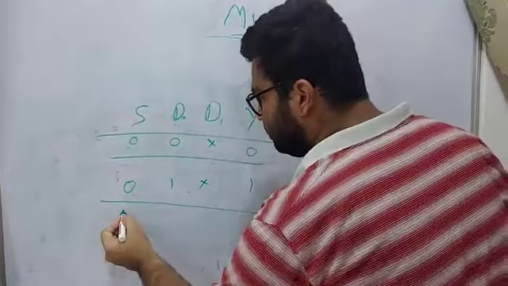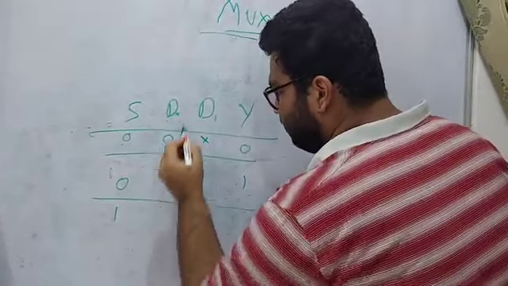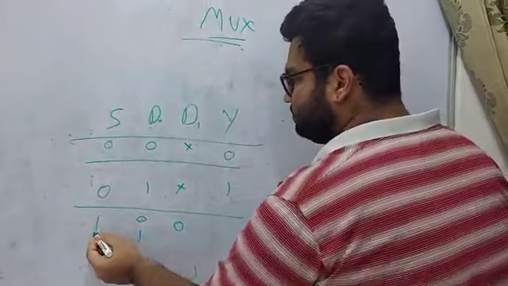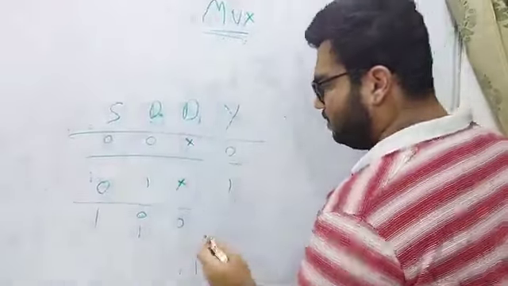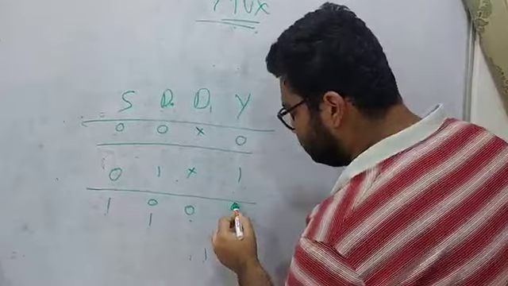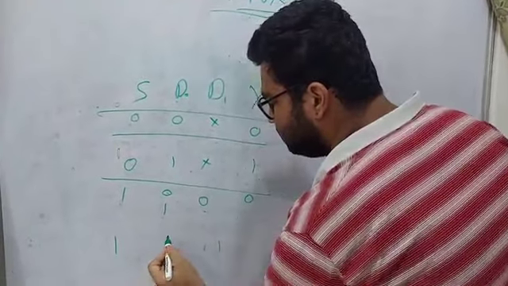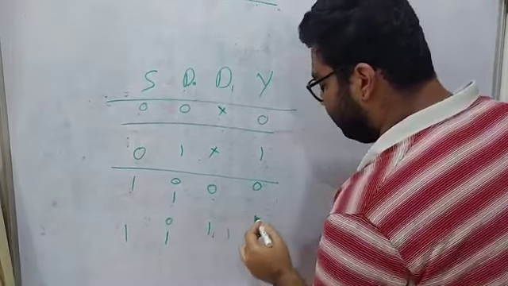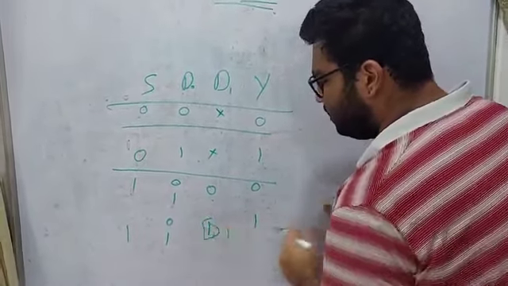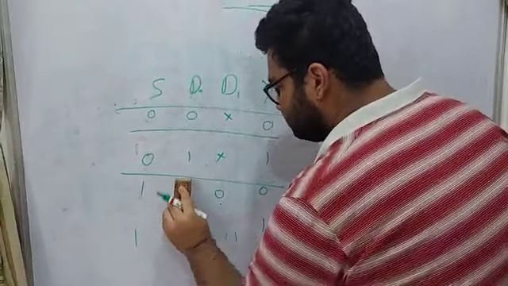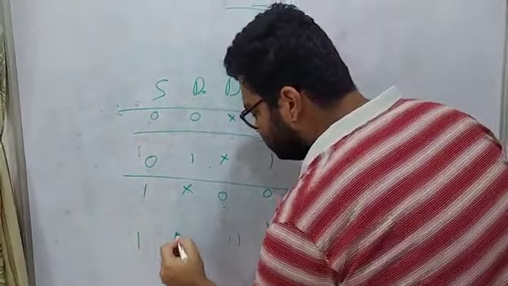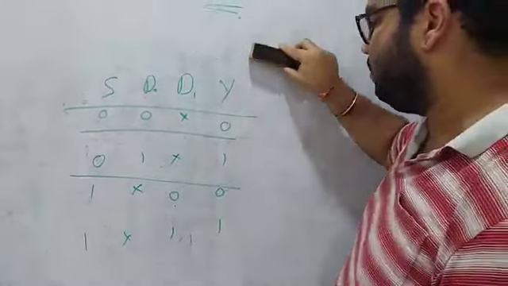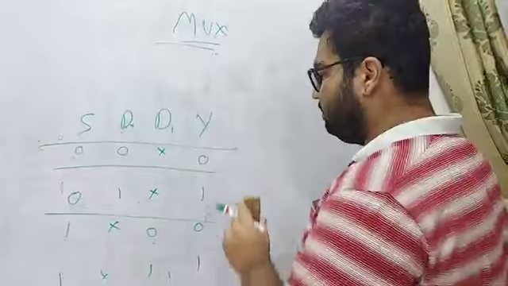In the same way, when S is 1, when D0 is 0 or 1 and D1 is 0, Y would be the value of D1. Here the value of D1 is 0. In the same way, when S is 1, when D0 is 0 or 1, and D1 is 1, then the output would be 1. That is the D1 value. Hence, you can write it as X, X, 1. So this is the basic truth table representation of a 2x1 multiplexer.